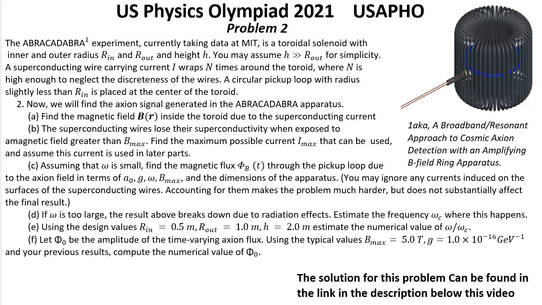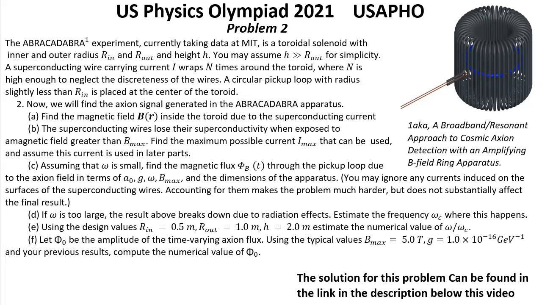A superconducting wire carrying current I wraps N times around the toroid, where N is high enough to neglect the discreteness of the wires. A circular pickup loop with a radius slightly less than r_in is placed at the center of the toroid. Part 2. Now we will find the axion signal generated in the ABRACADABRA apparatus.